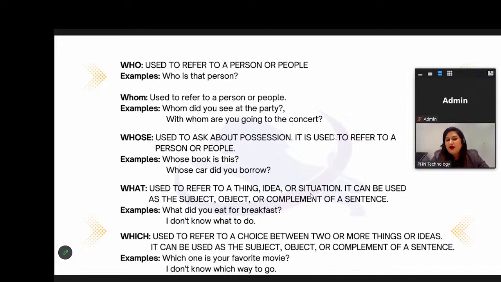Okay. The next one is which, which is used to refer to a choice between two or more things or ideas. It can be used as the subject, object, or complement of a sentence. It is the same as above. Like you can ask questions like which one is your favorite movie? I don't know which way to go. Now, there are a lot of examples wherein you can ask which is your favorite movie, which is your favorite teacher, which is your favorite actor, or which is your favorite actress. So this is the time when we ask about which.